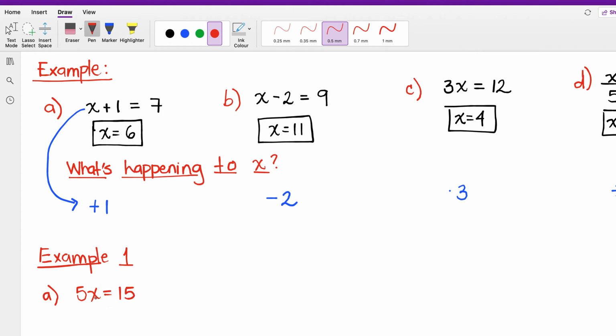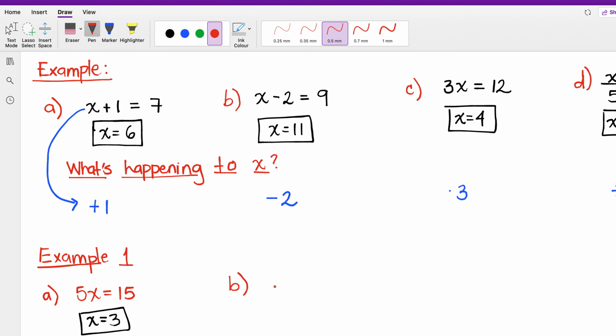So what is happening to x? I'm multiplying it by 5. So a number that when it's multiplied by 5 is equal to 15. So what is the answer, girls? x is equal to 3. Great. So that's the answer for the first one.